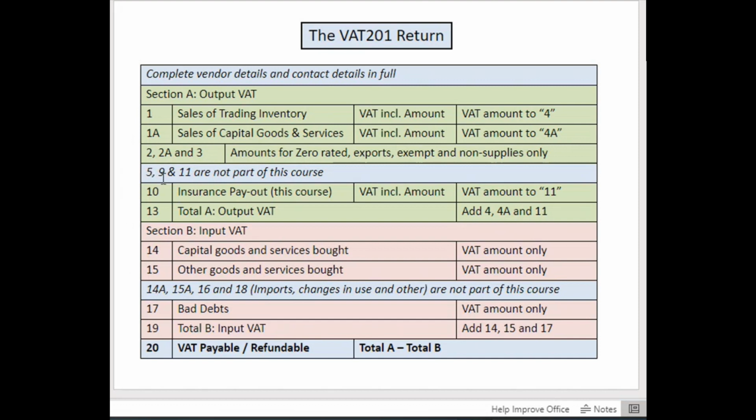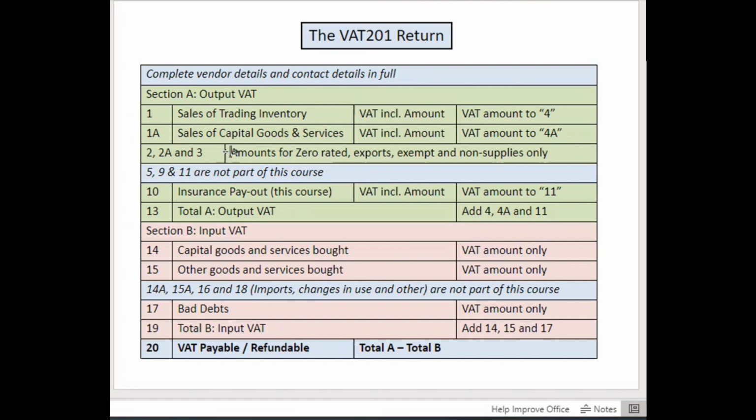Sections 5, 9, and 11 on your VAT return is not part of this course. This is a part that you will fill in or should have filled in if you do tax or if you do financial statements, but not in bookkeeping and not in business management do you have to fill in sections 5, 9, and 11. So what are you going to fill in there? Nothing. Leave it open.